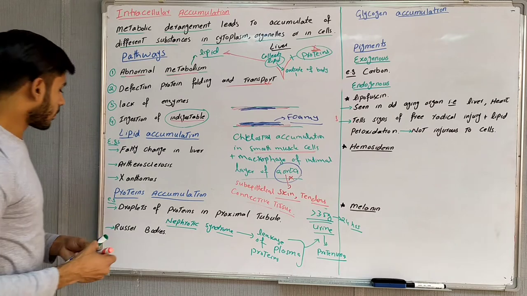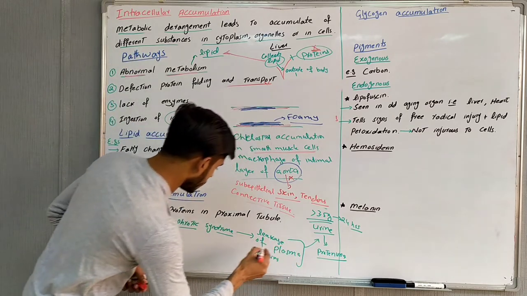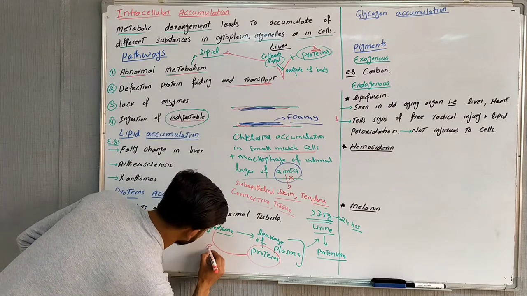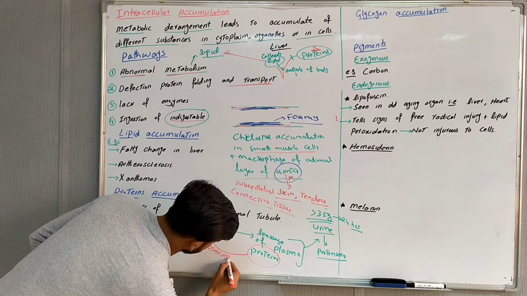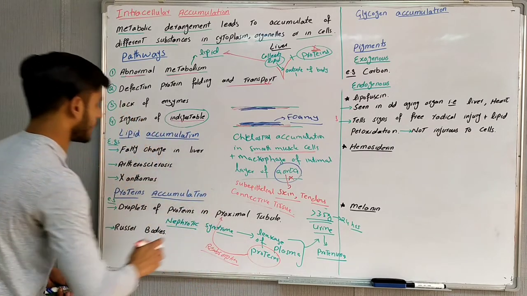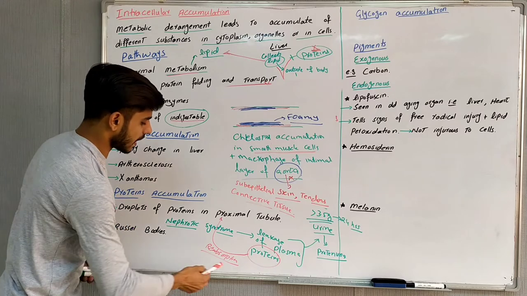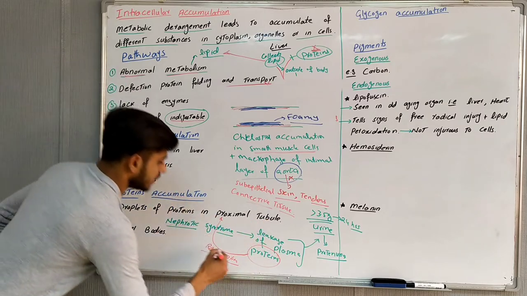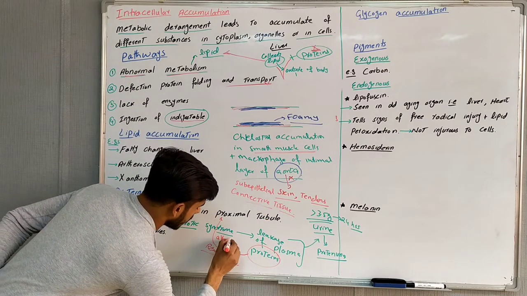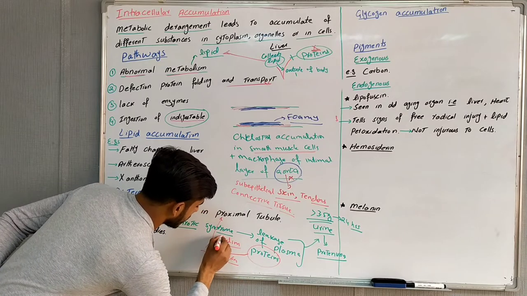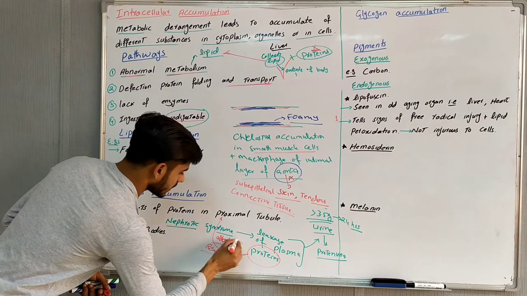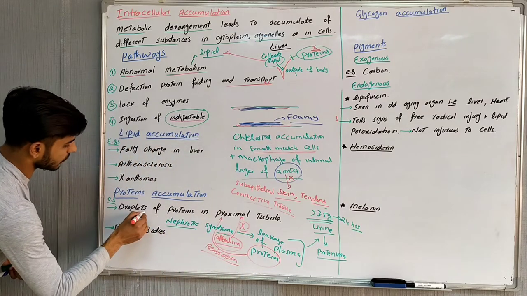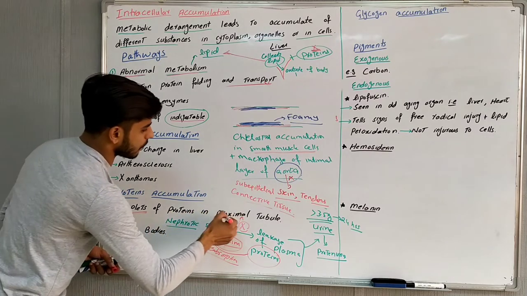To recover from this proteinuria, our body has a function by which these proteins will be reabsorbed in the proximal tubule. But these plasma proteins may be albumin, and you know that albumin has a larger size. Because of its larger size, it will not be reabsorbed. Instead of being reabsorbed, it will form droplets in the proximal tubule.